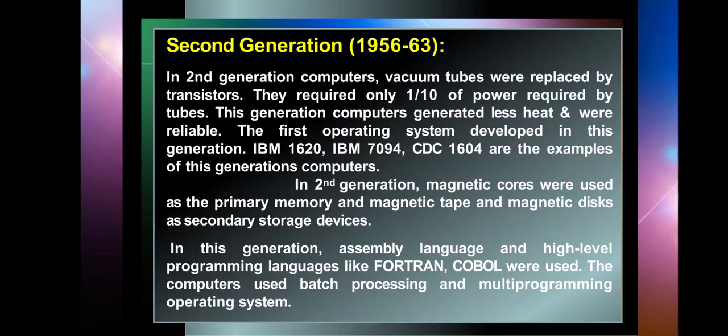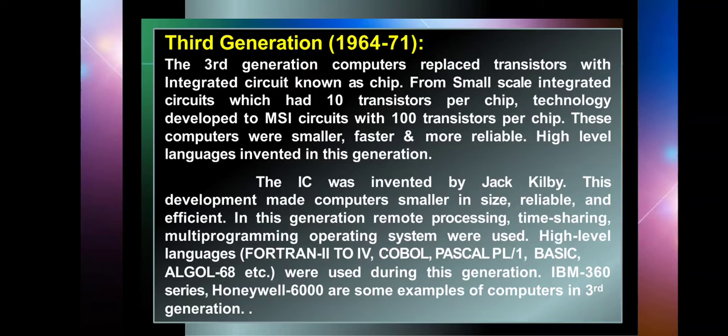In second generation computers, we basically used magnetic tapes and magnetic disks. Magnetic disks were used as secondary storage devices. In this generation, assembly language and high-level programming languages like Fortran and COBOL were used. Nowadays, which language do we use? We are using Python, which is a 4th generation programming language. The computers used batch processing and multi-programming operating systems. We will study operating systems also, and how computing in computers is done.